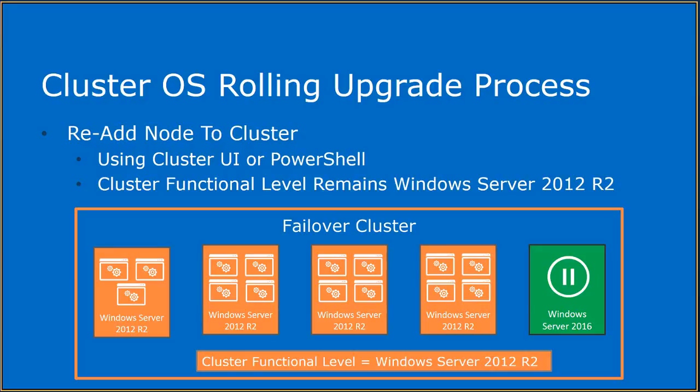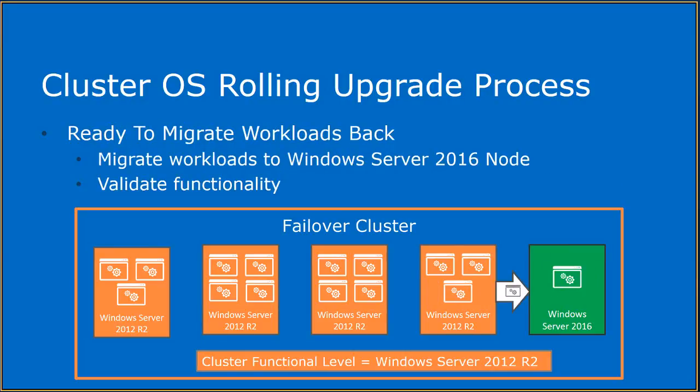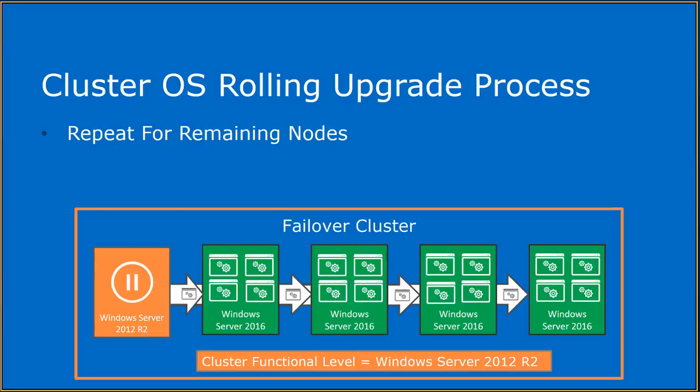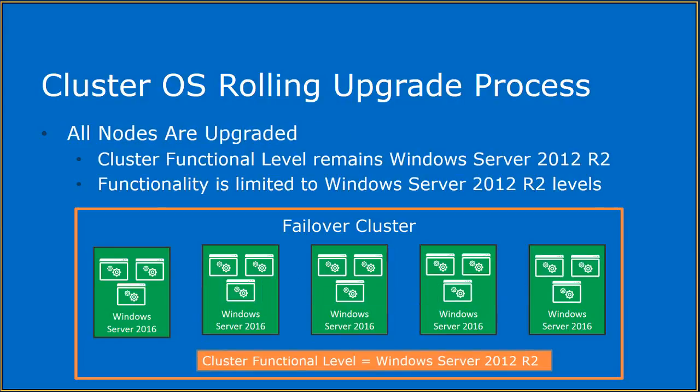We're then going to repeat this process for the other nodes in the cluster, where we will pause them, put them into maintenance, and upgrade them one at a time. Once we're on our final node in the cluster, as we've live migrated all of those VMs and upgraded it, we now have all of the nodes in the cluster running at the Windows Server 2016 level.